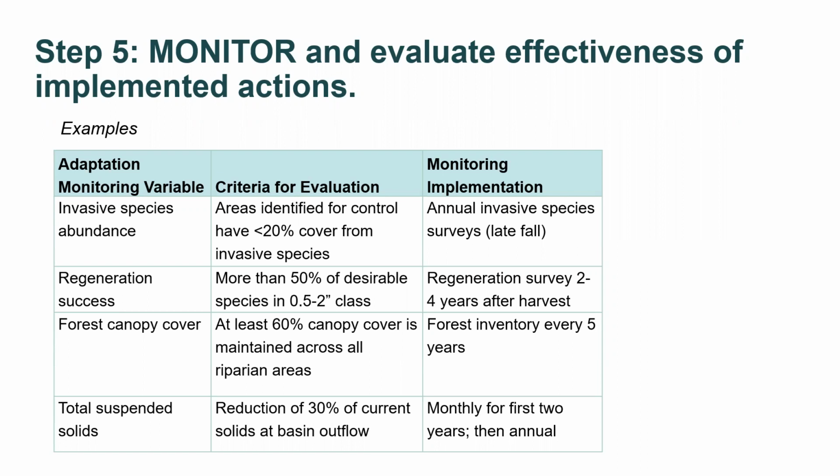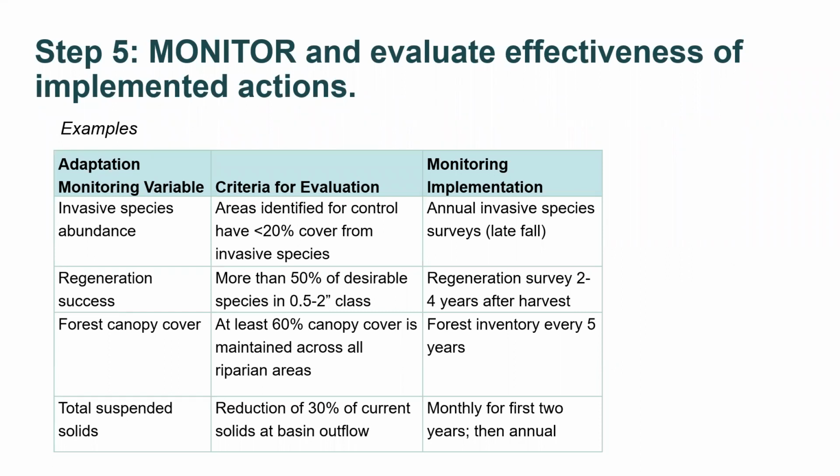Another example, oh wow, did I say 3 examples? Because you get 4, all right. Another monitoring variable, regeneration success. Probably a lot of folks working in forest environments are going to be interested in this one. The criteria for evaluation used by one project was more than 0.5% of desirable species in the smallest size class of the regen layer, assessed via periodic regeneration surveys after harvesting treatments were done.